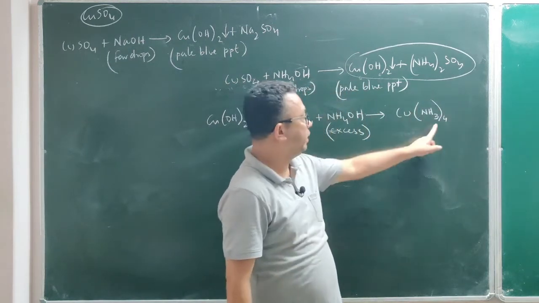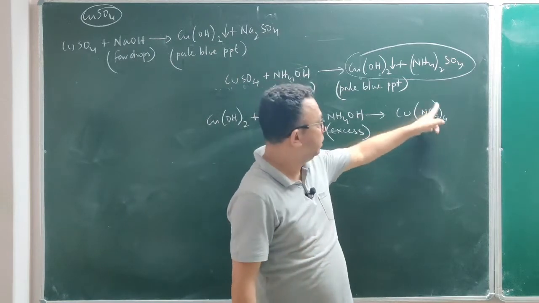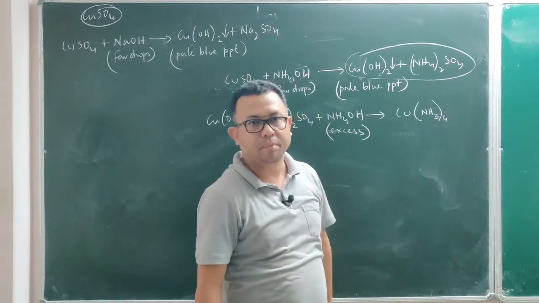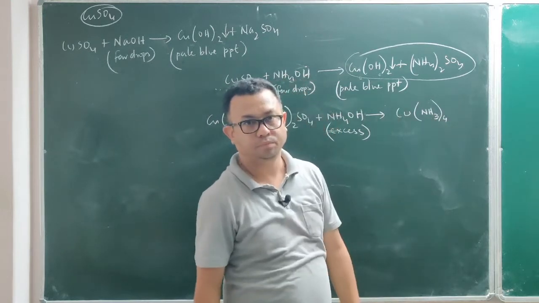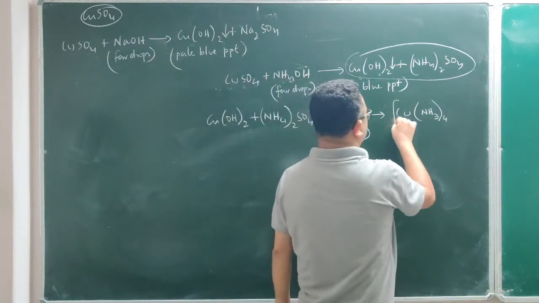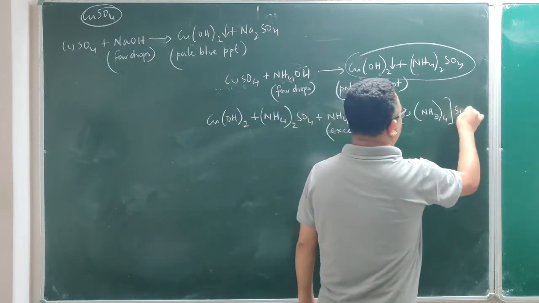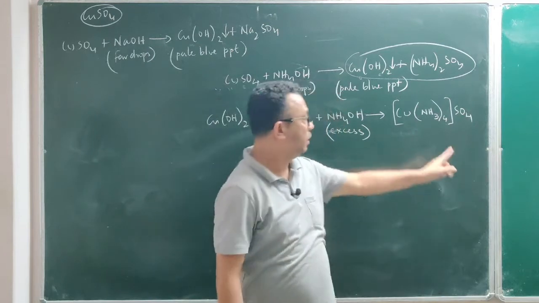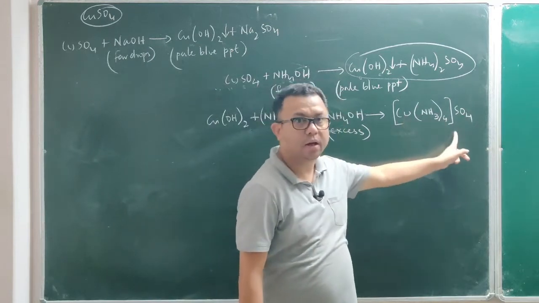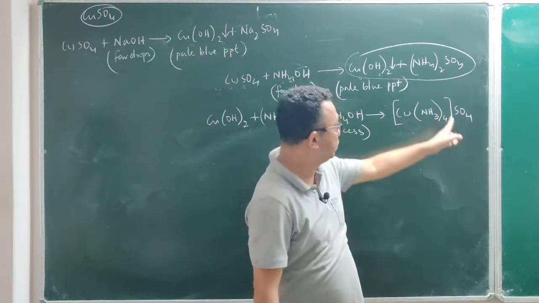This is called tetra. Tetra means 4. Ammonia is called amine, A-M-M-I-N-E. So tetraamine copper sulfate. So what is the name of this compound? Don't say copper, ammonia, 4 sulfate, not like that. We have to start from here.